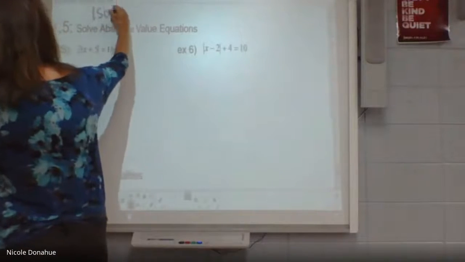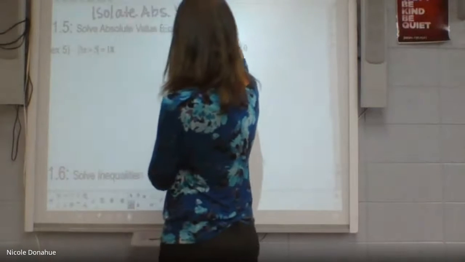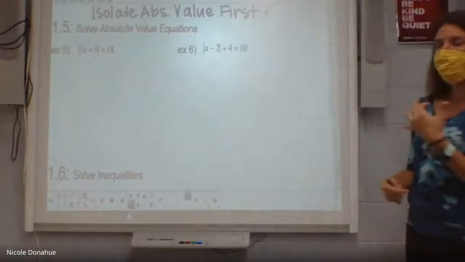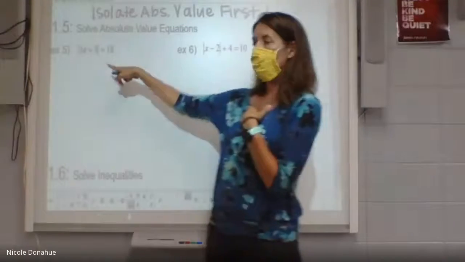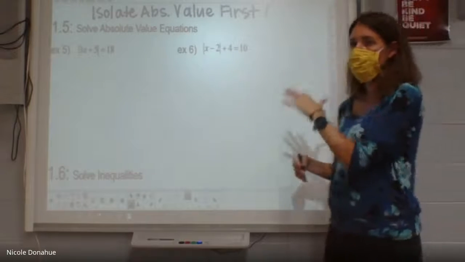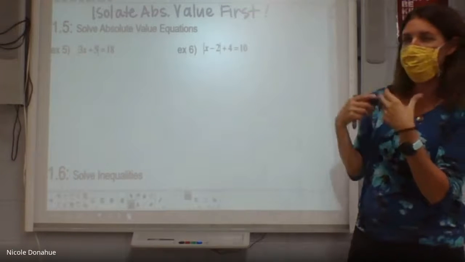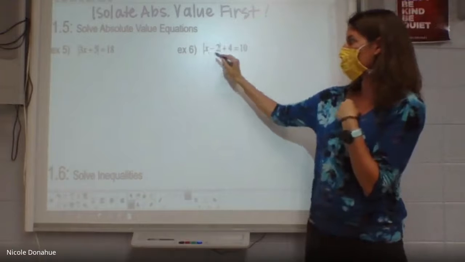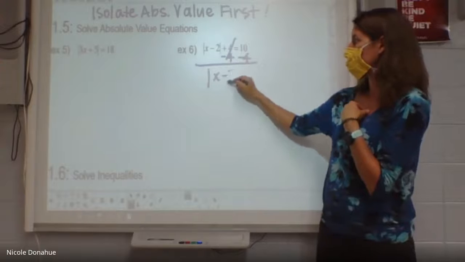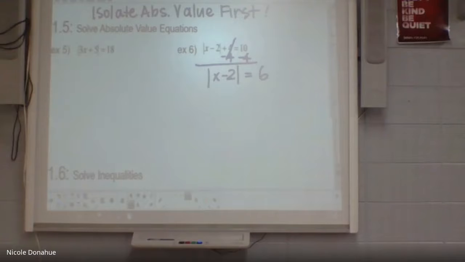So isolate absolute value first. So that has to happen before you do anything else. Now in number 5, that's already happened. I don't have to isolate it. It's already isolated for me. But in number 6, if I don't do that, I'm going to get one of my answers wrong. And so you might have gotten half the answer right and not the other half. So I have to get this x minus 2 alone first before I do anything else. Now it's isolated. And now I can set up my 2 equations.